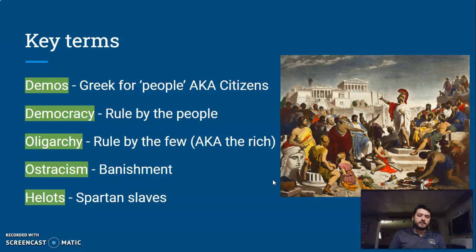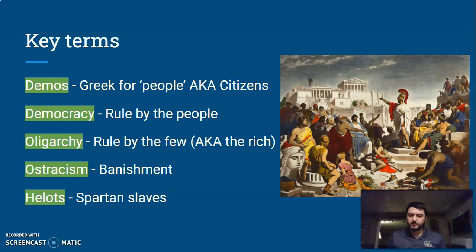Our key terms that you need to know: demos. That's Greek for the people, which are all the citizens. The demos is the mass. If you're rich or poor, you're part of the demos, which leads into democracy, which is ruled by the people. The United States is a democracy. We elect our leaders and vote on things.